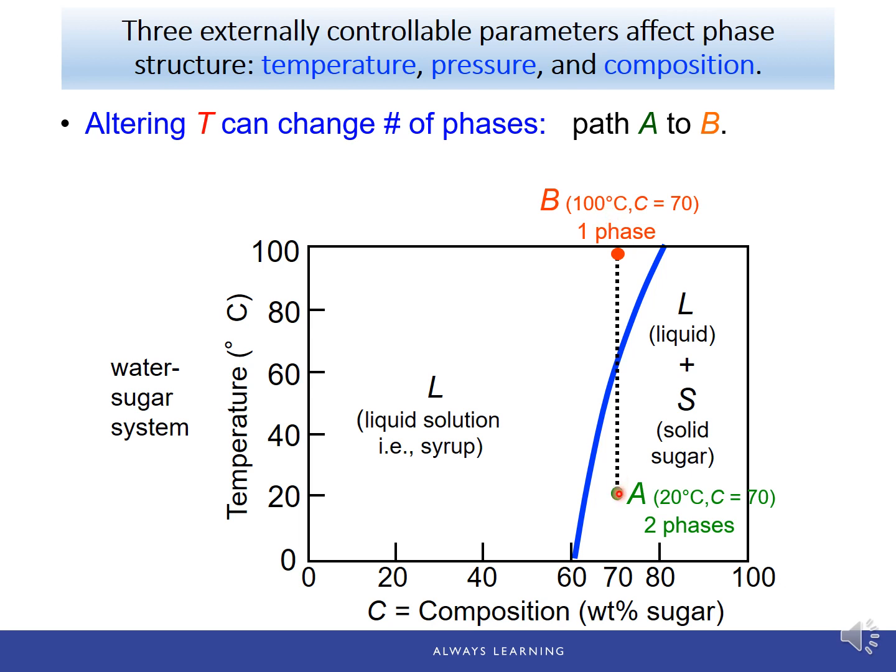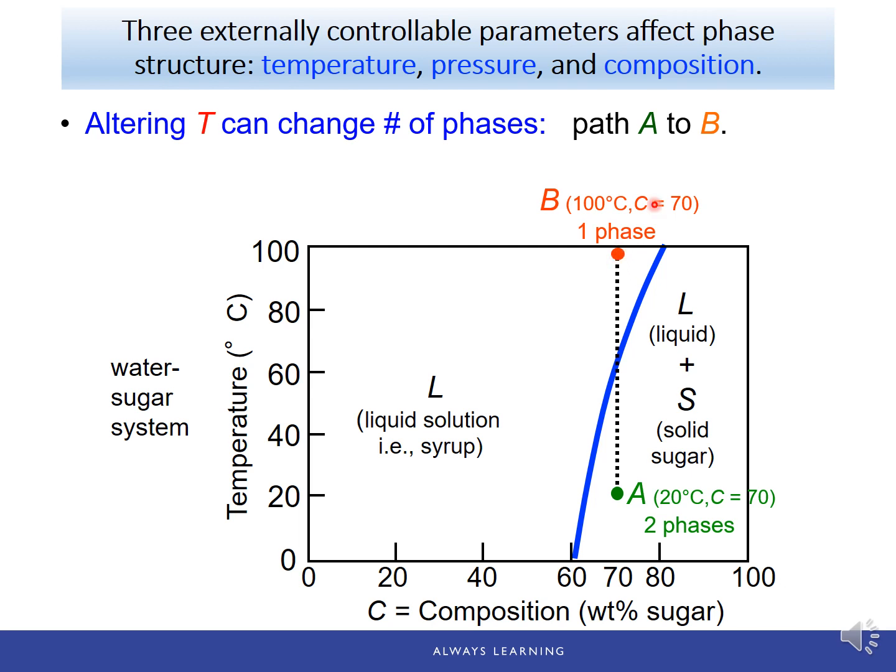At room temperature, we cannot dissolve 70% of sugar in water because we know the solubility limit is about 65%. So we cannot dissolve 70% of sugar in water, but when we warm the water up, the undissolved sugar will be dissolved into the water or into the syrup. So we will end up with one phase only because increasing the temperature increases the solubility of the solute.